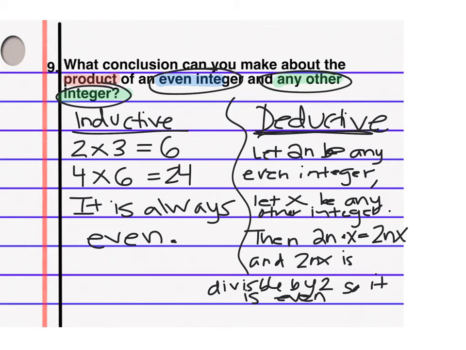Okay, so I'm just showing you in example 9 how to use both inductive and deductive reasoning to come up with the same conclusion, that the product of an even integer and any other integer will be even. So inductive, you tried out some specific examples, and deductive, you're kind of using algebra. And depending on the situation, one might make more sense or be easier to use than the other. So that's why we're teaching you both.